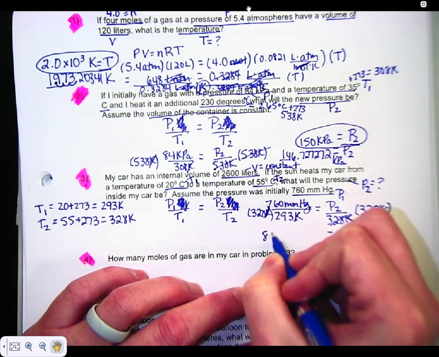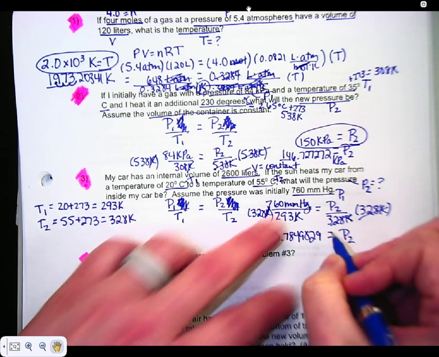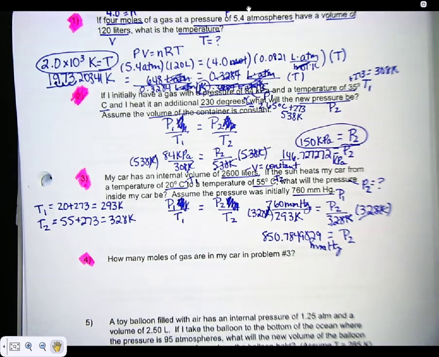then we get 850.784989, and this is, in this case, millimeters of mercury. Since our initial pressure was in millimeters of mercury, that is what our final pressure will be as well.